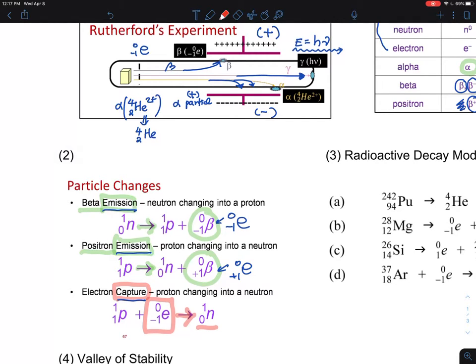If you notice here, for the beta emission, the neutron is now changed into a proton, so the number of protons is increasing. Nobody says beta capture, but it's electron capture, which is the opposite reaction of what you see here.